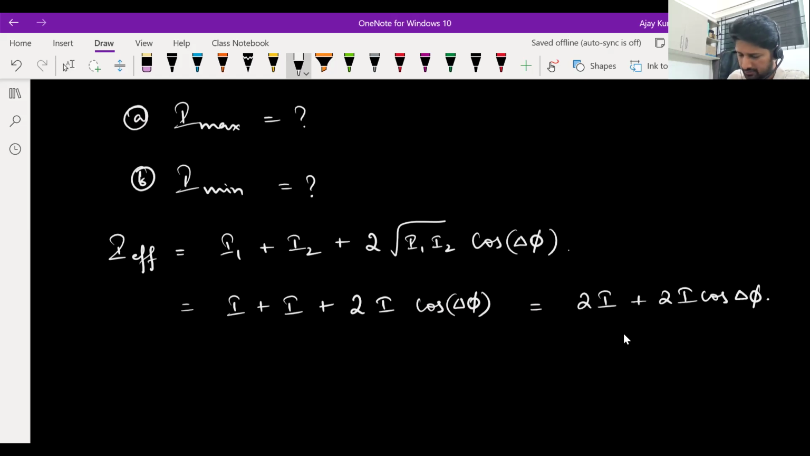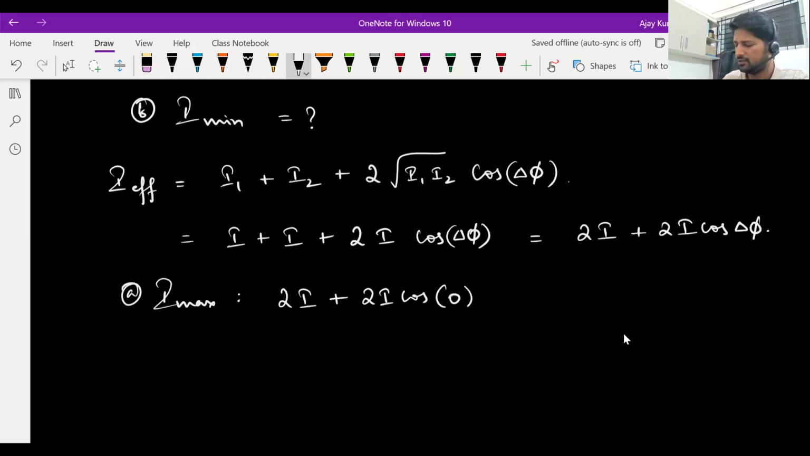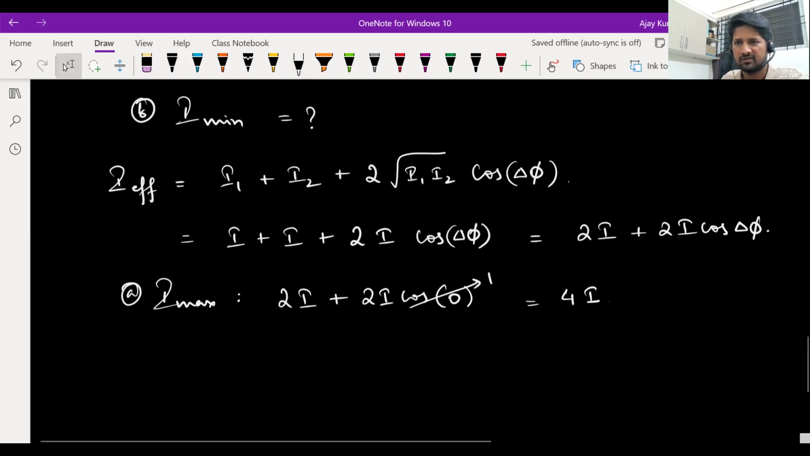Okay. Now the first part, intensity at maximum. You know what is the phase difference for maxima? So you get 2I plus 2I cos of any even multiple of pi you can take, and cos of any even multiple of pi is 1. Then the answer should be 4I. How did you get 5I? Sir, I added some I randomly. Okay, fine, fine.